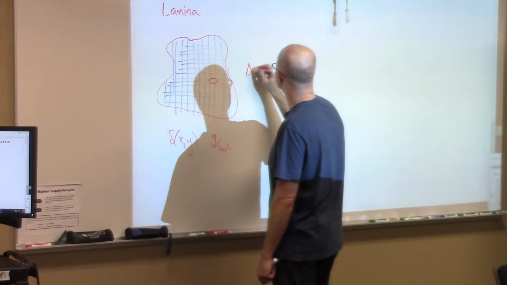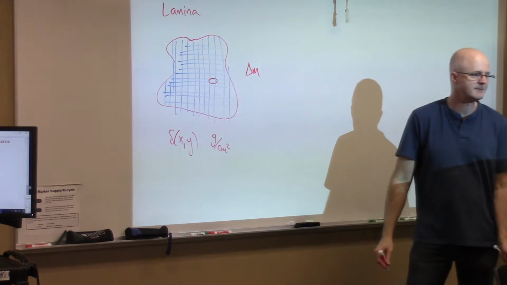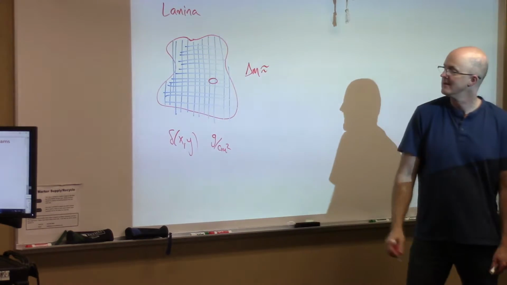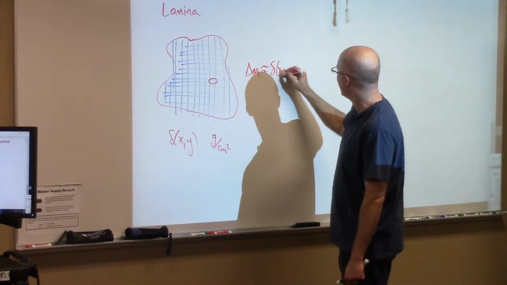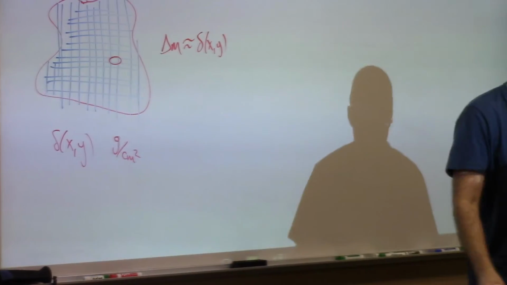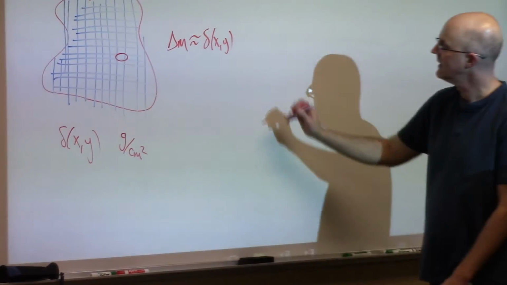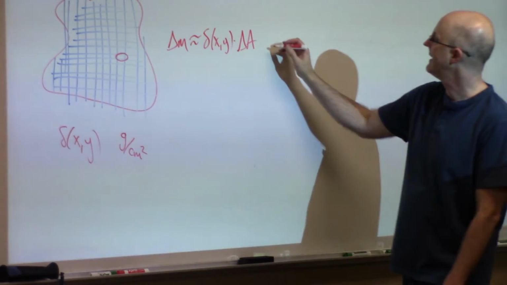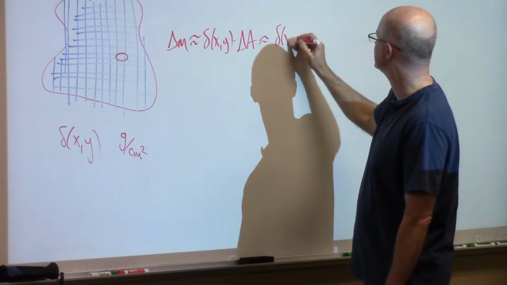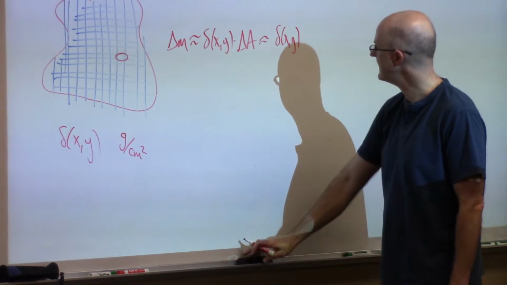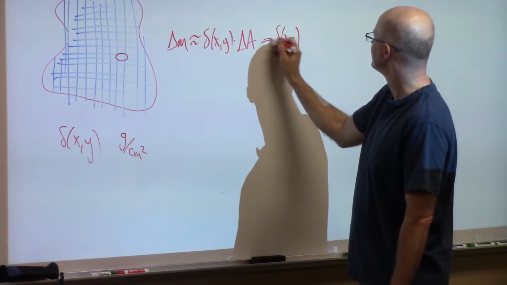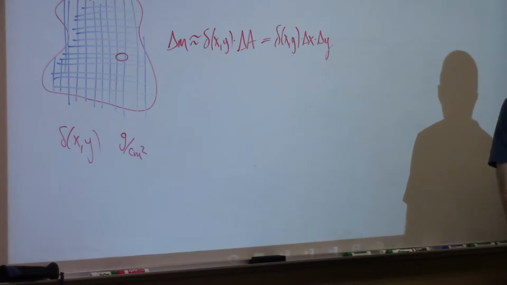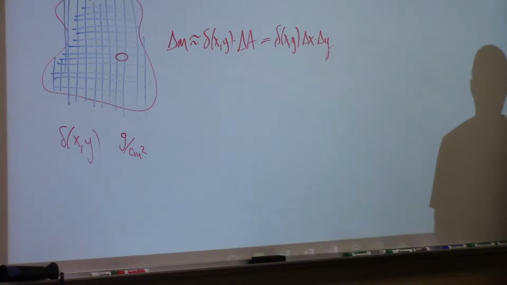You could write delta M for the approximate mass of the small chunk is approximately the density at some arbitrary point in that little piece times the area of the little piece, delta A. And the area of the little piece, if it really is a rectangle, I guess this is going to be exactly equal to here, would be delta x times delta y. That would be the approximate mass of the little chunk.